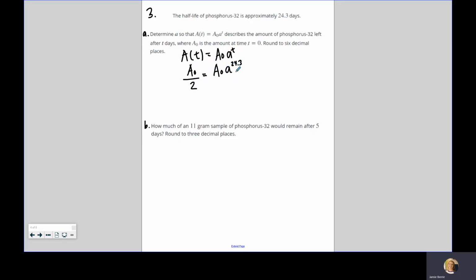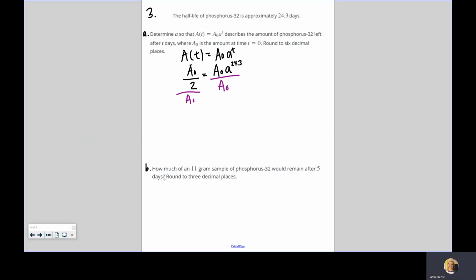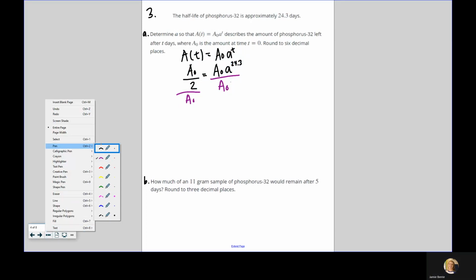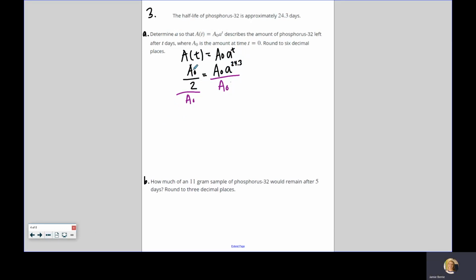All right, so now we can work on solving for a. The first thing we need to get rid of is this A sub 0 over here. So go ahead and divide by A sub 0 on both sides. Here we have A sub 0 over 2 divided by A sub 0. We can keep, change, flip. So that's A sub 0 over 2. Change that to multiplication. Flip this bottom fraction. Right now it's over 1. So flip it so that it's 1 over A sub 0 equals a to the 24.3.